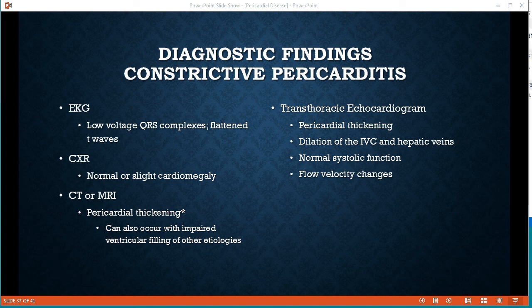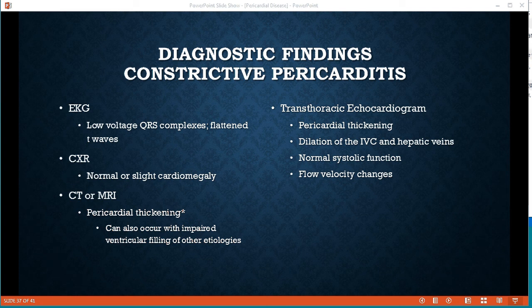So you're going to see that backup of fluid back into the venous system, and so you're going to see a dilated inferior vena cava on echo, as well as, if you can see the hepatic veins, they'll be dilated as well. And that makes sense when we talked about the congestive hepatomegaly that we discussed when talking about the difference between liver cirrhosis and constrictive pericarditis.